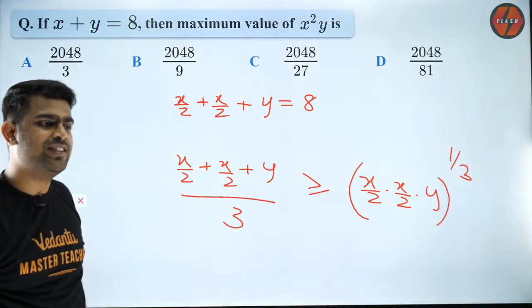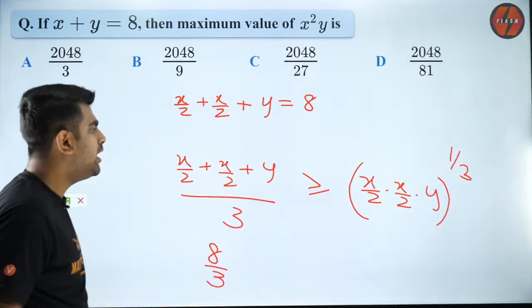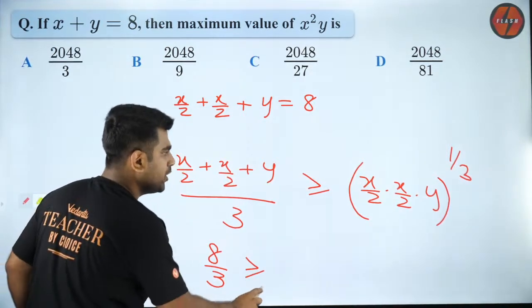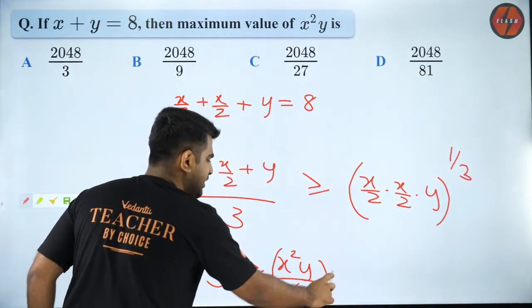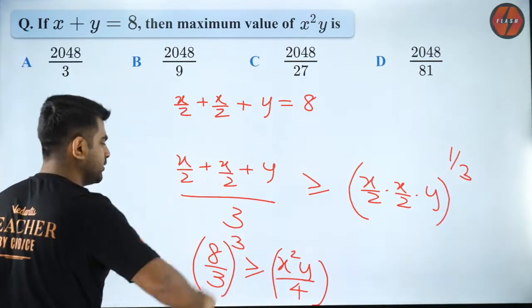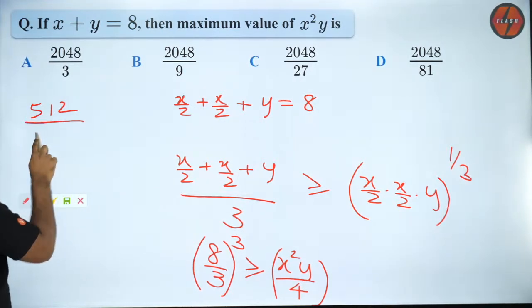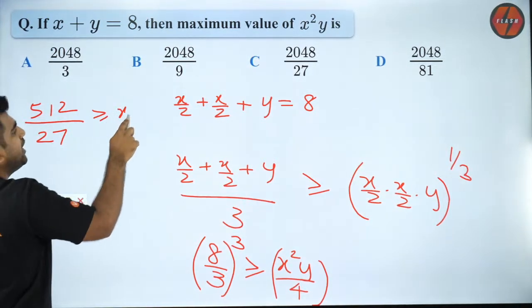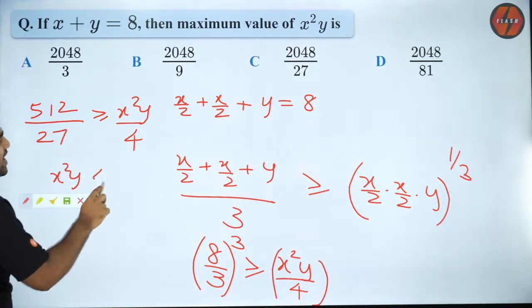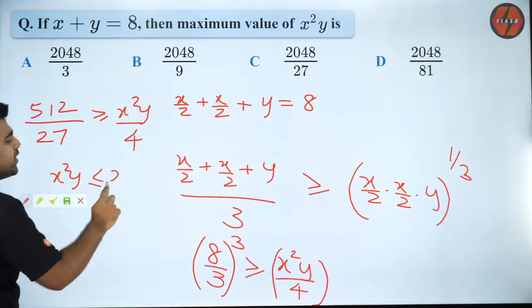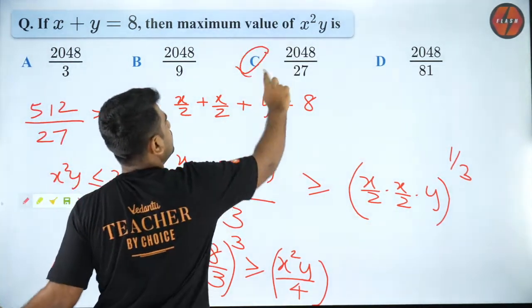Isn't that amazing? Now this is 8, so 8 by 3 is greater than or equal to x square y by 4 whole to the power 1 by 3, which can be brought here. So 8 cube, which is 512 by 27, is greater than or equal to x square y by 4. So x square y is always less than or equal to 512 into 4, which is 2048 by 27. You're done.